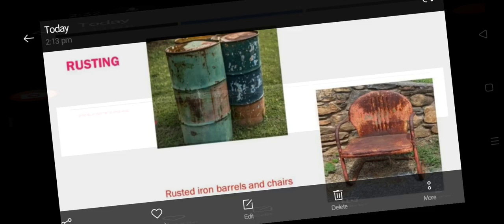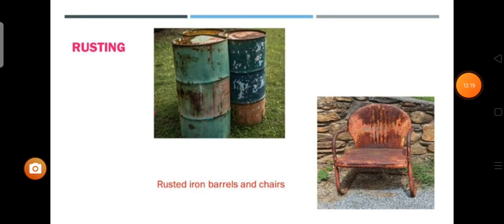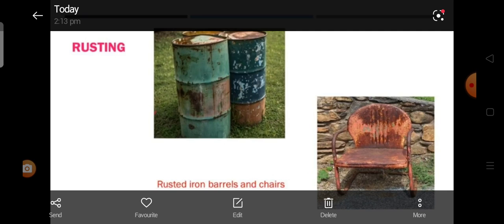Next one is rusting. What happens to the steel benches and tables during rainy season? They turn reddish brown, isn't it? Do you know why? This is because when iron metal comes into contact with water and oxygen, it undergoes a chemical reaction called rusting.